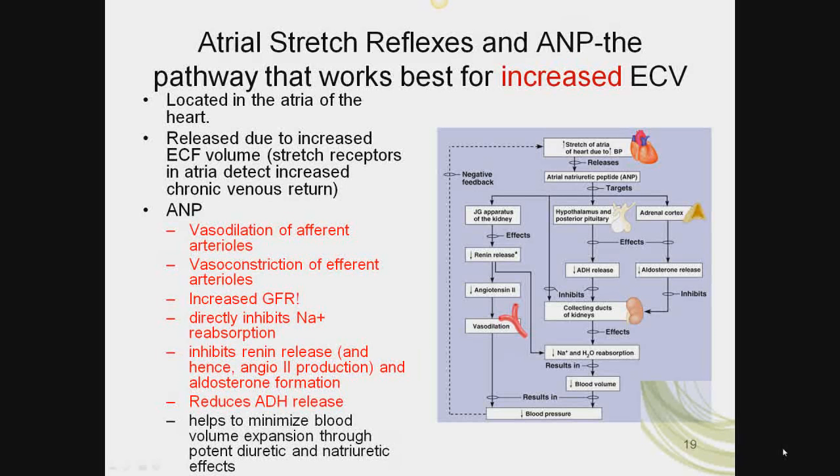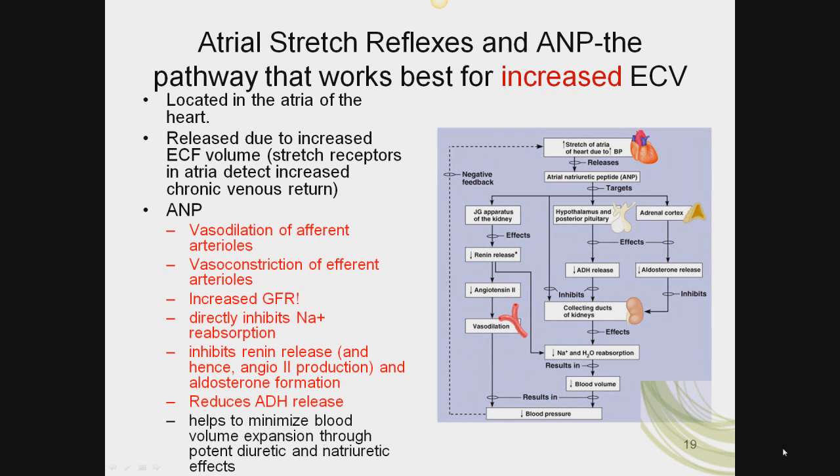And ANP directly targets the proximal convoluted tubule and inhibits its sodium reabsorption. And if the PCT is inhibited for sodium reabsorption, then water can't be reabsorbed. So sodium and water have to stay in the filtrate, and we get more and more urine production. ANP also inhibits the release of renin and angiotensin 2 production. It also reduces the release of ADH. So we're really seeing the floodgates opening.